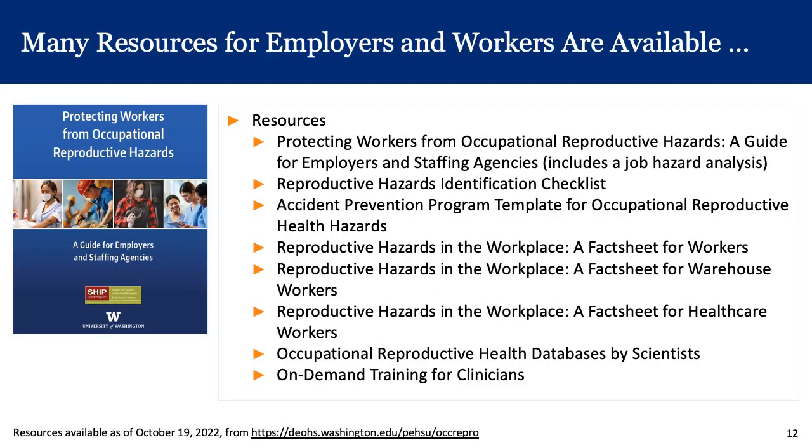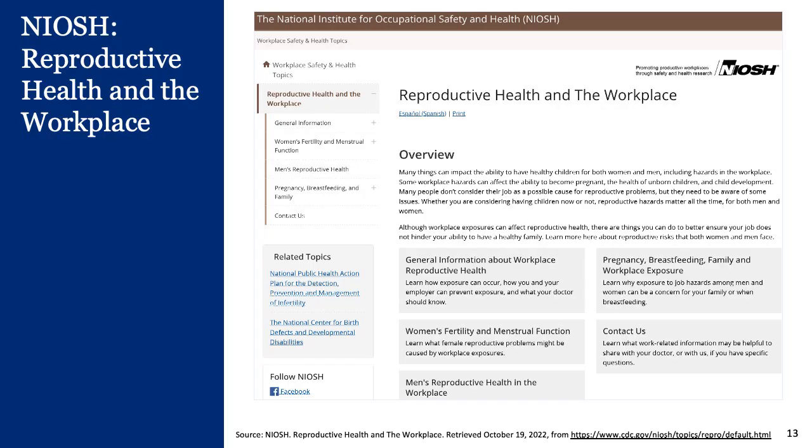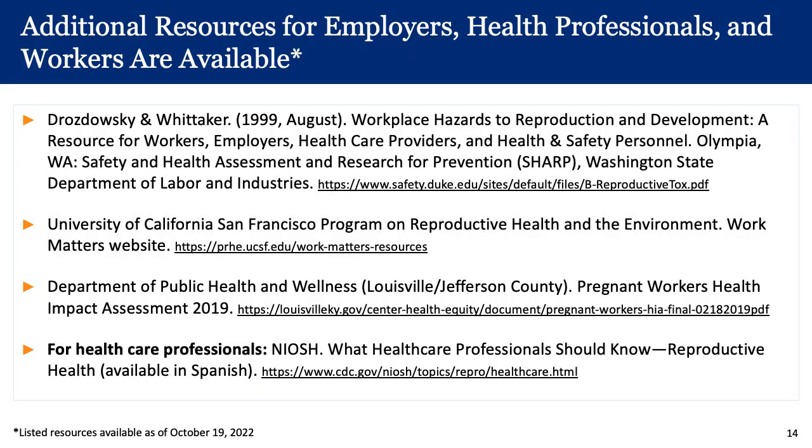There are many other resources available online, including pamphlets, booklets, fact sheets, and other databases. Here is an example of a pamphlet produced by the University of Washington that is meant for protecting workers from occupational reproductive hazards. There are also resources available from the National Institute for Occupational Safety and Health, or NIOSH, on reproductive health and the workplace. Other resources are available for employees, healthcare professionals, and workers as listed in this slide.